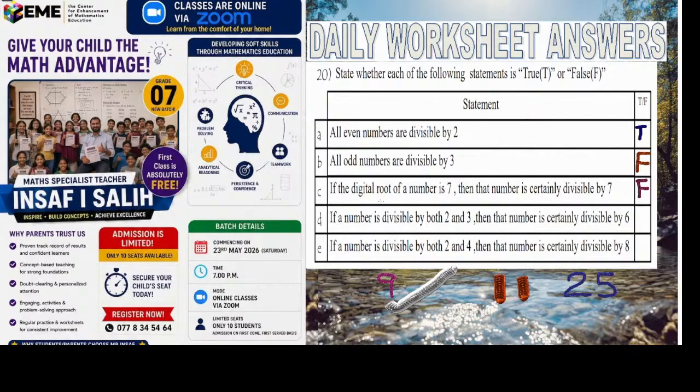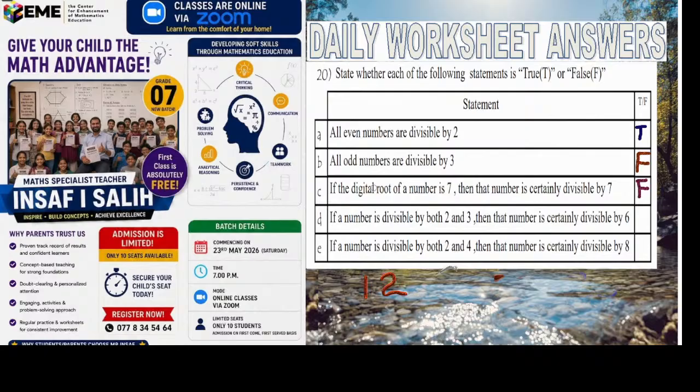Statement D. If a number is divisible by both 2 and 3, then that number is certainly divisible by 6. Alright, think of a number which is divisible by both 2 and 3. Let's say 12. Is 12 divisible by 6? Yes, it is. Alright, let's think of another example.